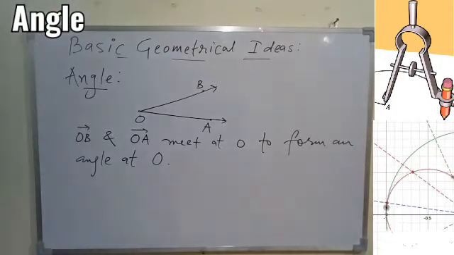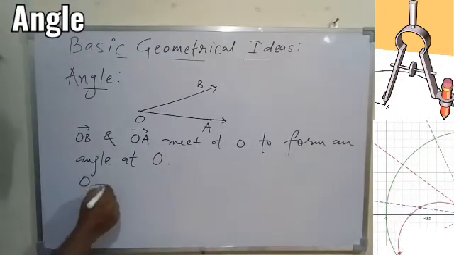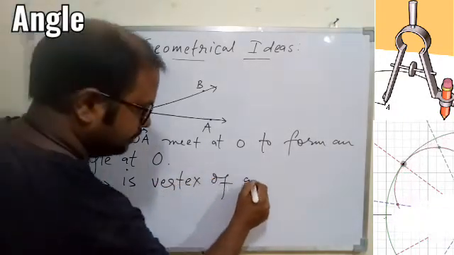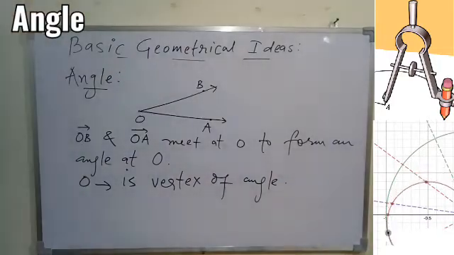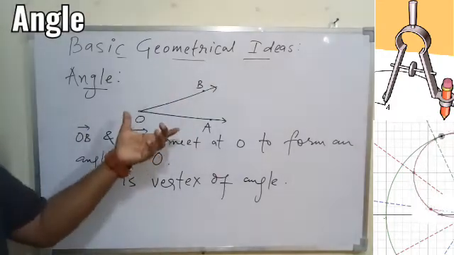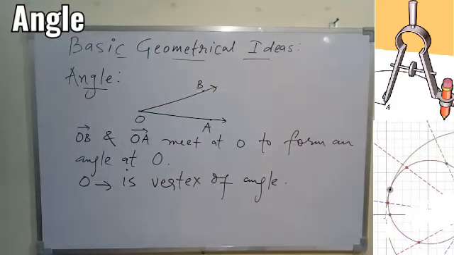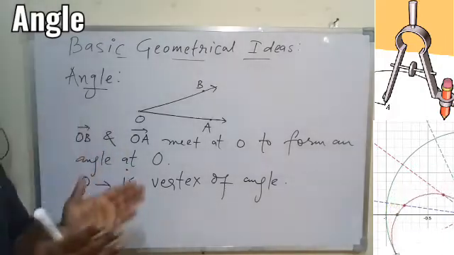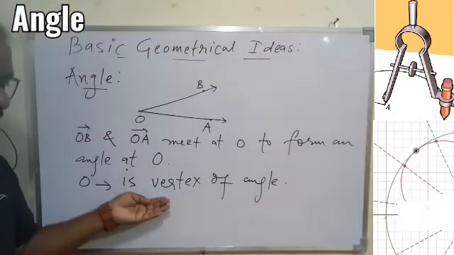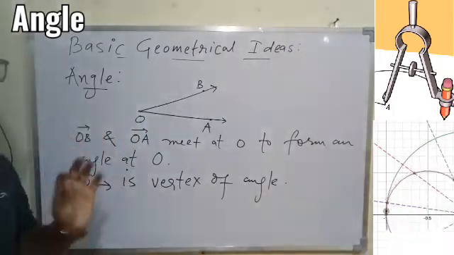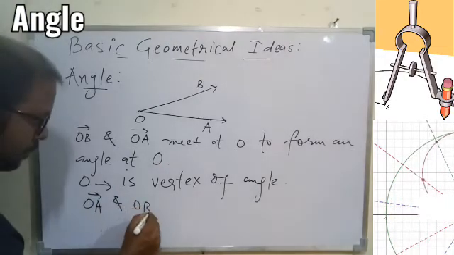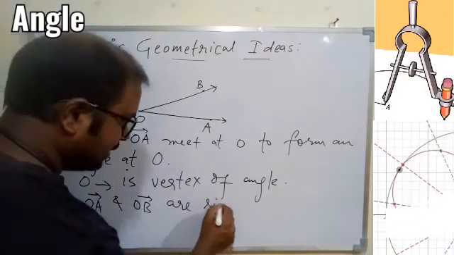Now very first we should know the name also. So here O is the vertex of the angle. Based on this picture, O is also called the vertex of the angle that is formed by rays OA and OB in this particular case. So remember, the common point of two different rays where they meet is nothing but the vertex where the angle is formed. So here point O is the vertex, and OA and OB are sides.